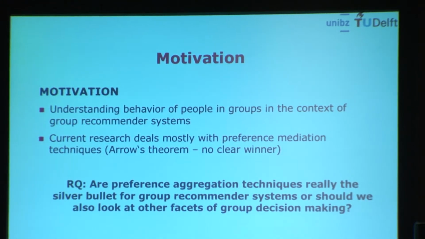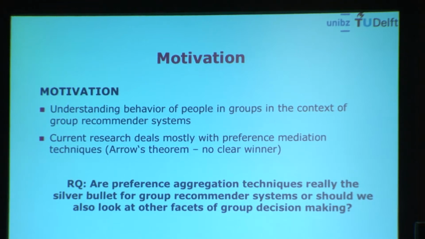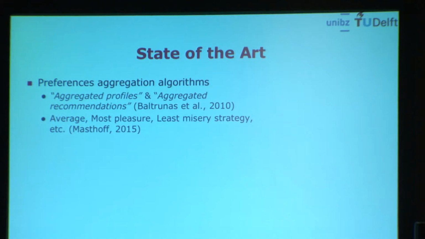So we are asking, are preference aggregation techniques really the silver bullet for group recommender systems, or should we also look at other facets of group decision-making processes? So just a short look at the state of the art. There are two main approaches for aggregating individual profiles: aggregated profiles and aggregated recommendations.